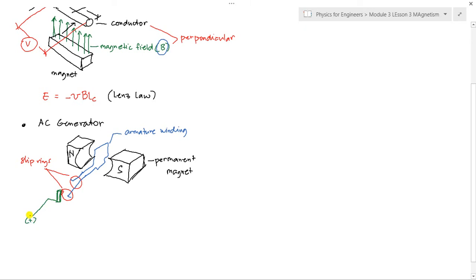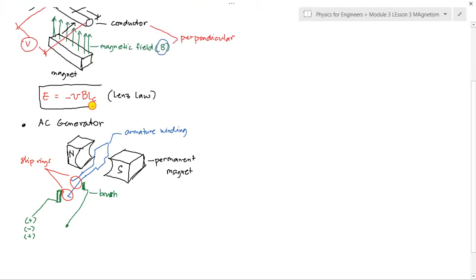Assuming this is positive, but since this is AC, it alternates, maybe positive, negative, positive, so it is AC. Another brush is on the second ring. It is connected, so we now have two terminals. This is where we capture the voltage, and we call this one the brush. The brush connects the slip rings to the power line. As this armature winding rotates, it generates voltage by this formula.